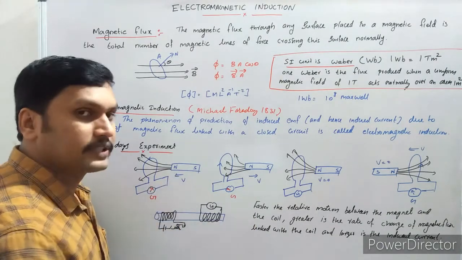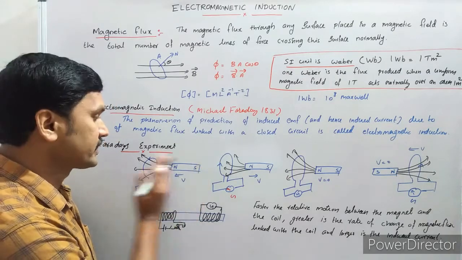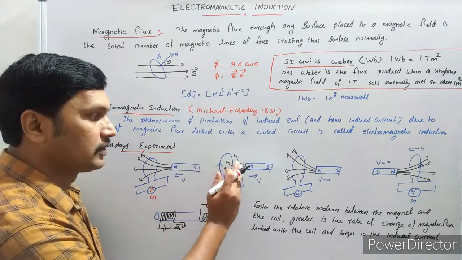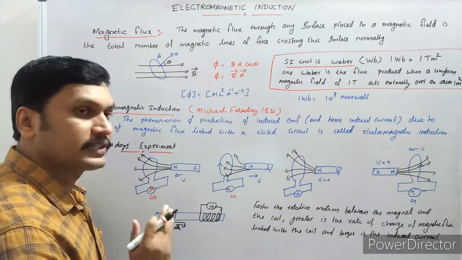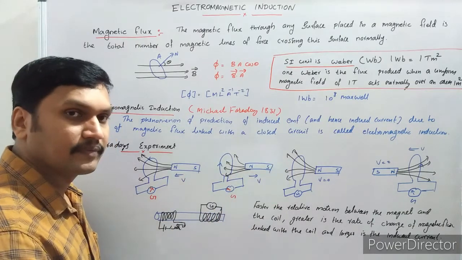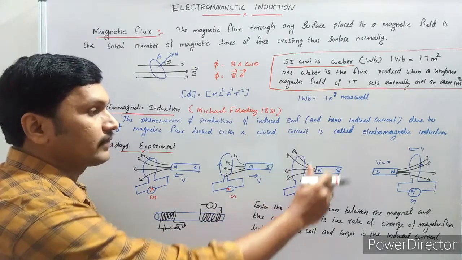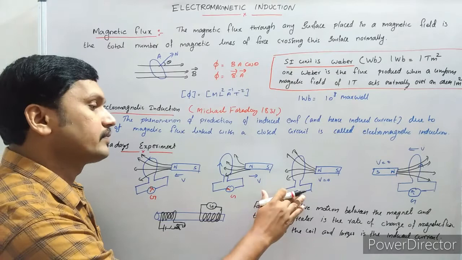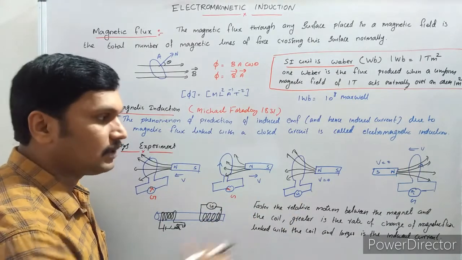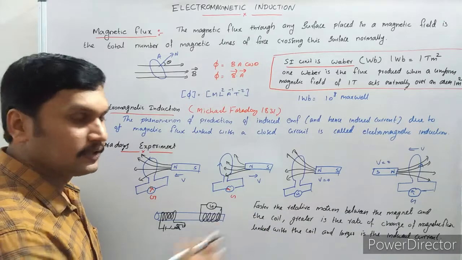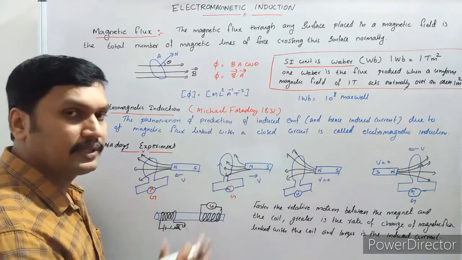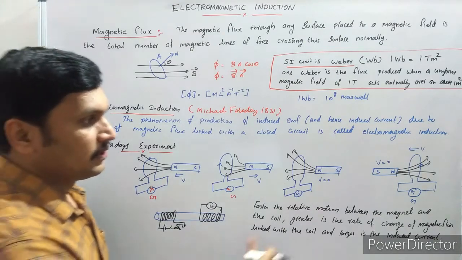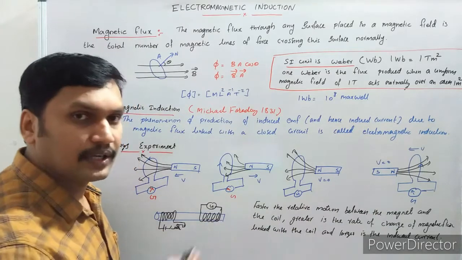Instead of this north pole, suppose you are moving the south pole towards this coil, the deflection will be towards the left side. If you are moving the south pole away from this coil, we can see that there is a deflection towards the right side. Then the next time, suppose there is no relative motion between this magnet and coil, then we cannot observe any deflection in this galvanometer. The magnet is fixed, the coil is fixed, there is no relative motion, so the galvanometer shows a 0 deflection.